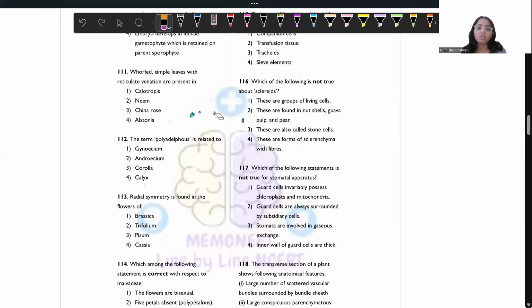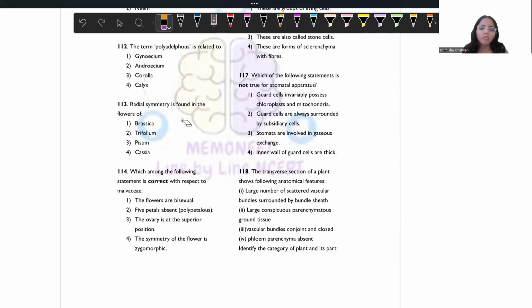Now let us see the next question. The next question is question number 112. What does it say? The term polyadelphous is related to what? Very easy question. If at all you have ever seen NCERT, you will know this question. So seeing NCERT is sufficient to answer this question. The answer to this question is option number 2.